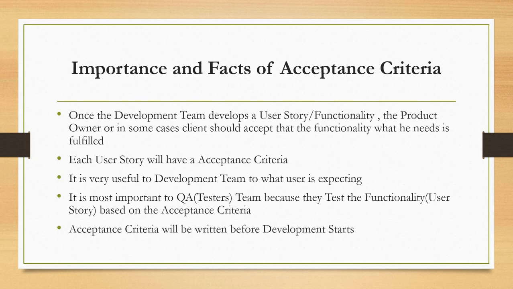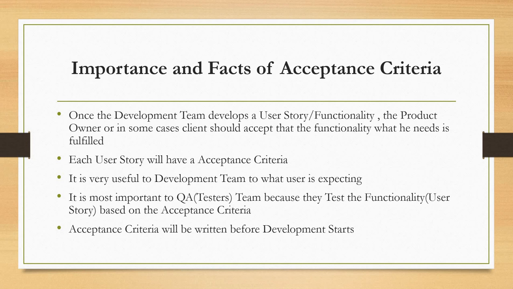Second point, each user story will have an acceptance criteria. Third, acceptance criteria is very useful to the development team to know what exactly the user is expecting. Next, it is most important to QA, that is the testers team, because they test the functionality or the user story based on the acceptance criteria.